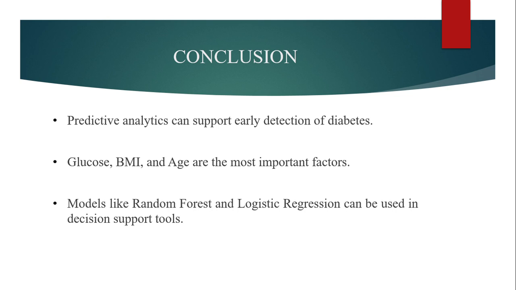In conclusion, this study demonstrates how machine learning, particularly random forest, can be applied to predict diabetes risks and identify the most influential factors, with glucose, age, and BMI standing out as the top predictors.